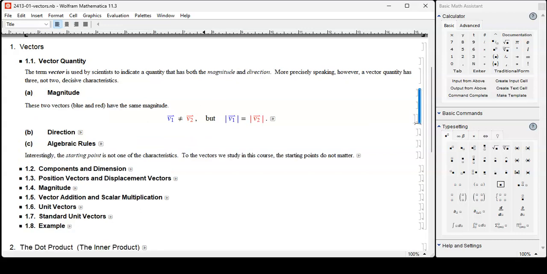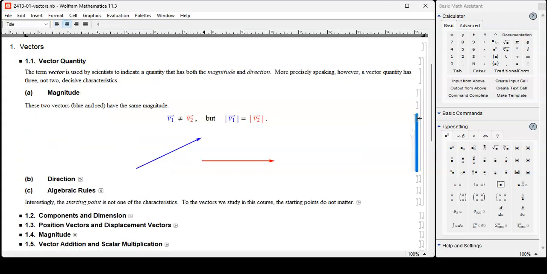Here's a visualization of the magnitude. You can see two different vectors, v1 and v2, colored in blue and red, but they share the same magnitude, visualized as the length of the arrow. We use the absolute value notation to represent the magnitude.